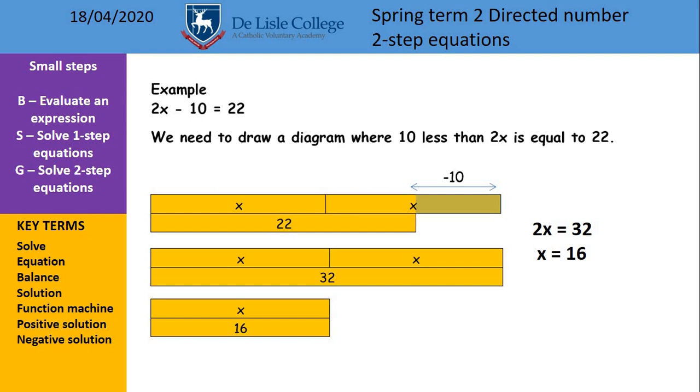If we were to minus 10 from there, and we've shaded that bit in that we need to take 10 away, we would know by now to balance this out and get rid of it, we would add 10 to both sides. 2x equals 32, and then divide by 2, x equals 16.